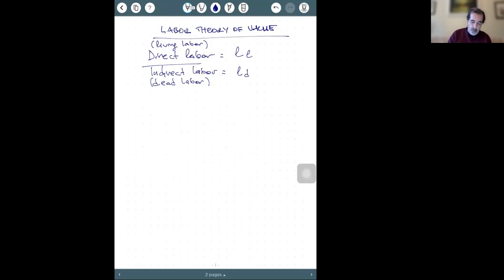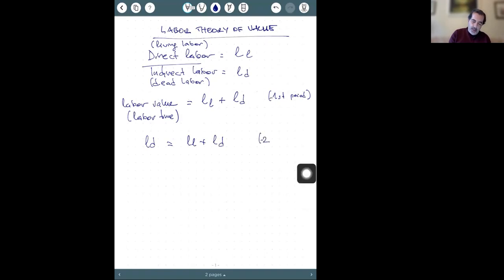Okay, so the total value, of course, labor value, which means labor time, because the measure of labor is time, basically. So labor value for any commodity j is equal to the sum of living labor plus dead labor. This is in the first period. But we also know by this logic that dead labor is equal, again, to the living labor plus dead labor in the second period, minus two, let's say.